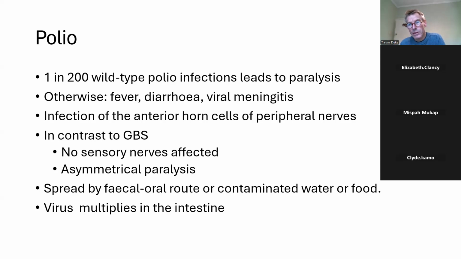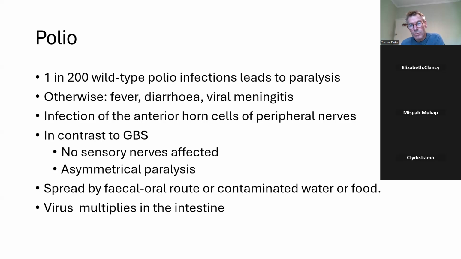Wild type polio infection leads to paralysis. Most other children just get fever, vomiting, diarrhea, sometimes viral meningitis. When it causes paralysis, it's the neurotropic effect of the virus, and that infects the anterior horn cells of the peripheral nerves. Again, I'll explain what that is in a minute.